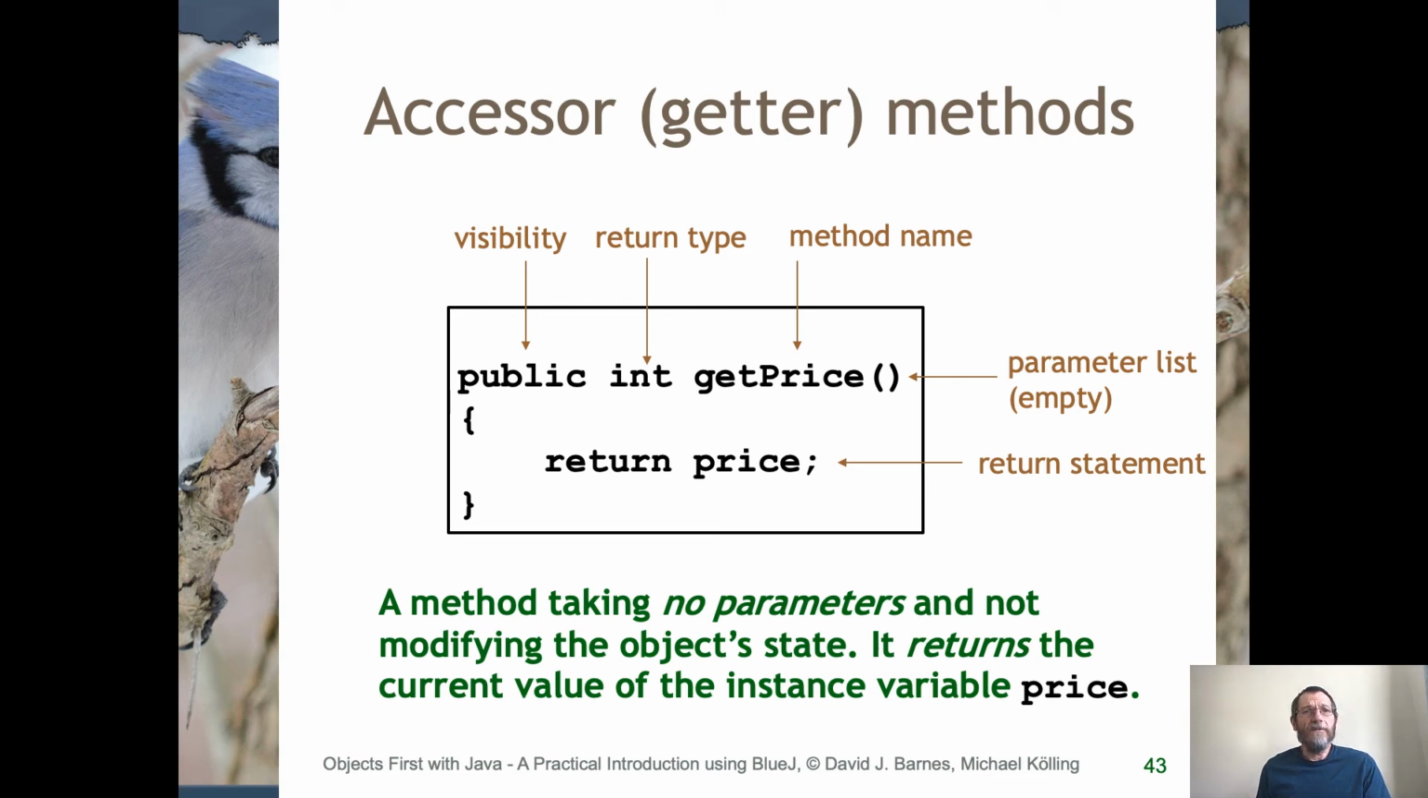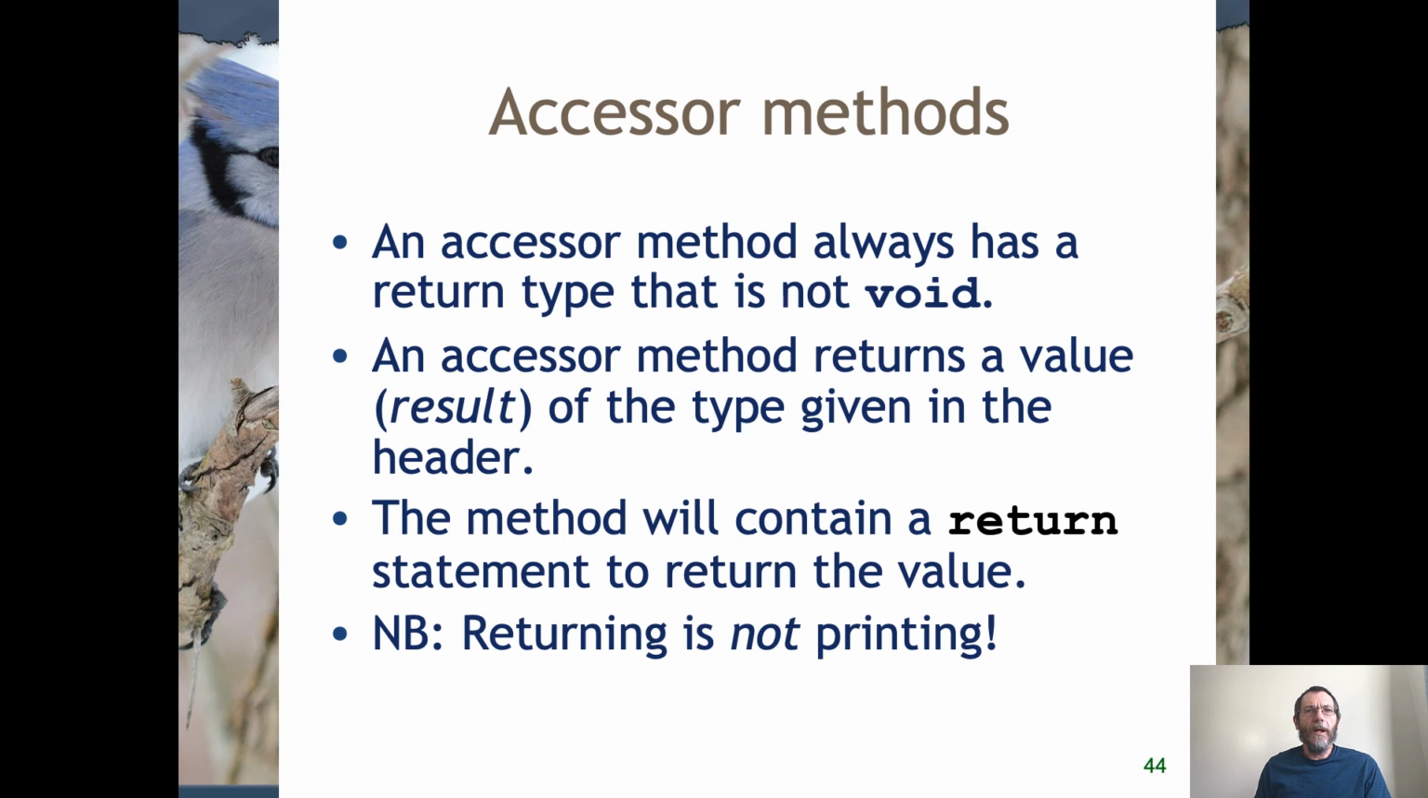Now this type of method is very common. It's what we call a getter or an accessor method. So an accessor method, a getter method, always has a return type that is not void, because by its very nature it's going to return a data value, and void means it doesn't return a data value. So accessors always have a non-void return type. So the method will always contain a return statement that fulfills that requirement, and that return statement will return a value of the type whose name is given in the header of the method. And just to restate, returning is not printing, it's passing a value back to the caller of the method.